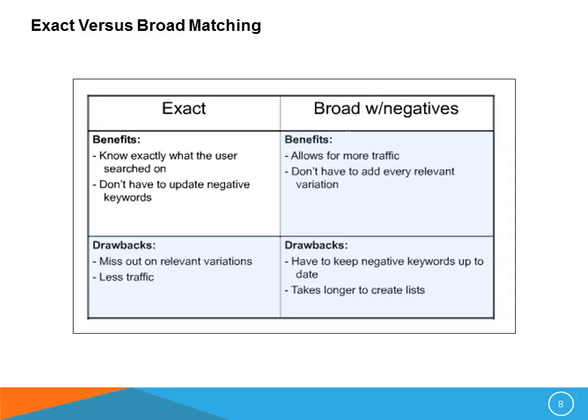This is just a nice summary of broad versus exact. Exact, you know exactly what the user searched on. You don't have to update the negative keyword list, but you do miss out on relevant variations. So you have to really think it all through to know exactly what all the variations are that you want, and it's going to generate less traffic. Broad with negatives will allow more. You don't have to think of every relevant variation. You do have to keep the negative keyword list up to date, but I think that's certainly easier than thinking of every relevant variation.